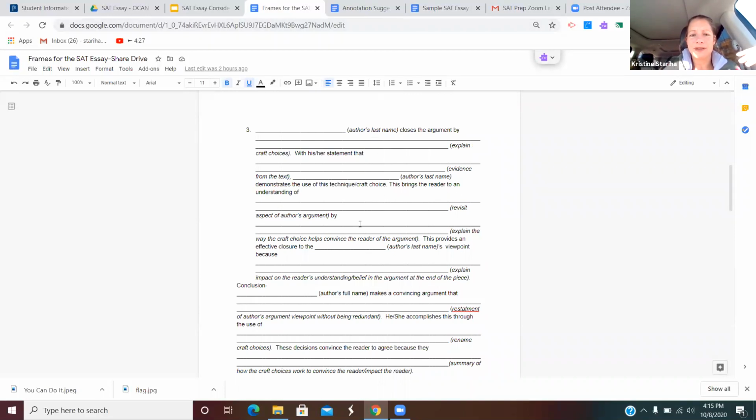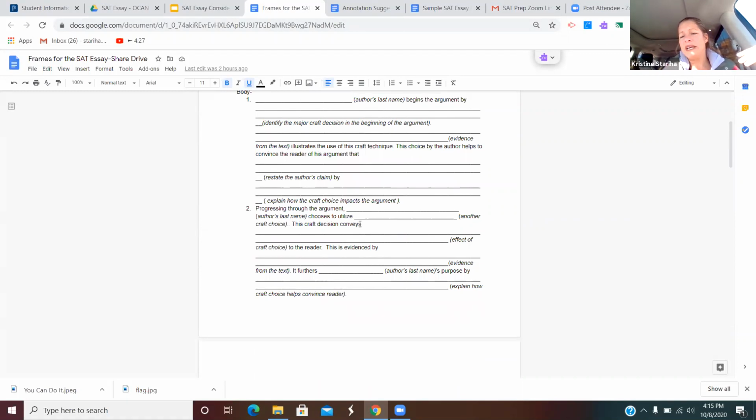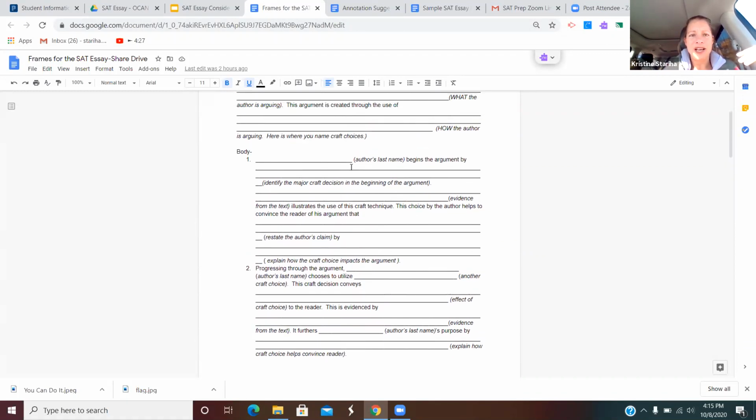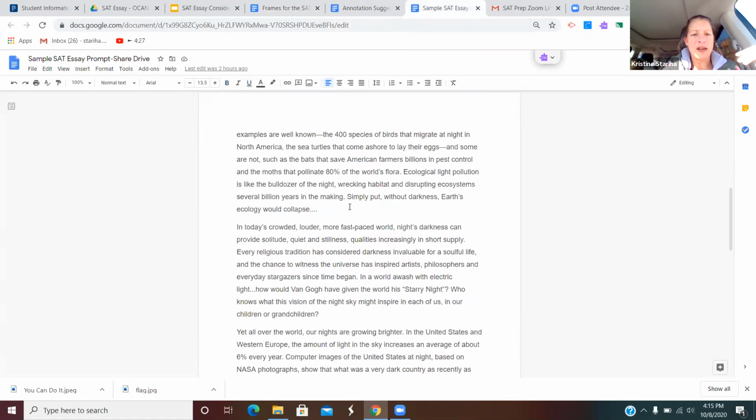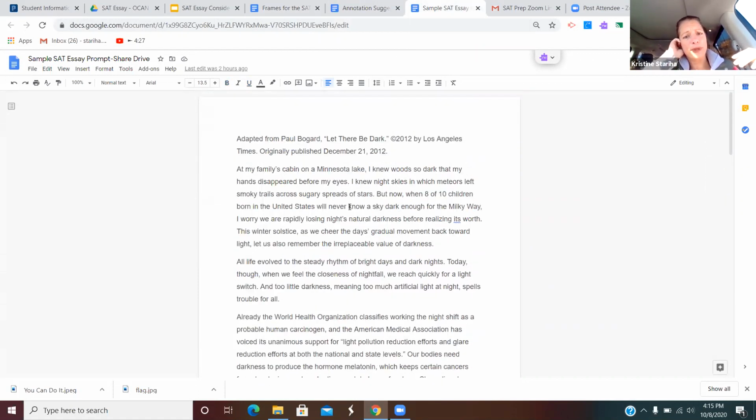in the response. Again, the most useful thing for you here would be to spend some time looking and playing in this document. If I click back in this sample by Paul Bogard, I wrote a response to it. I did my introduction where I would introduce the text and the author. So in Paul Bogard's Let There Be Dark, Paul Bogard frames an argument that attempts to persuade his reader that natural darkness should be preserved. He does this by a combination of a structure of, and then I'd fill in the blank, and techniques of, and I'd fill in the blank.